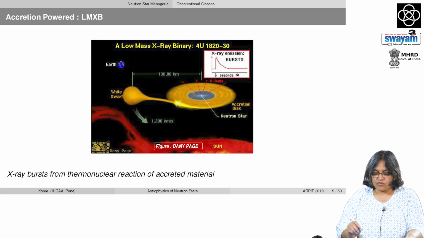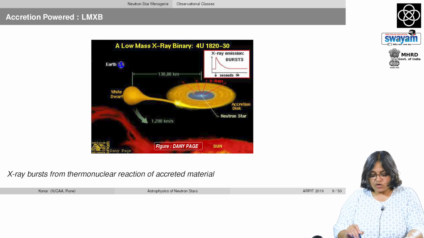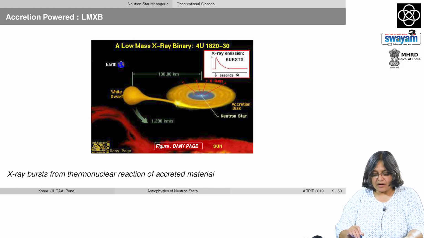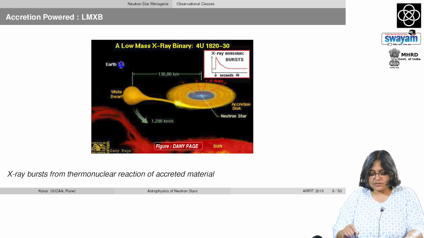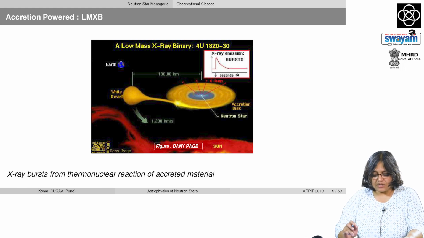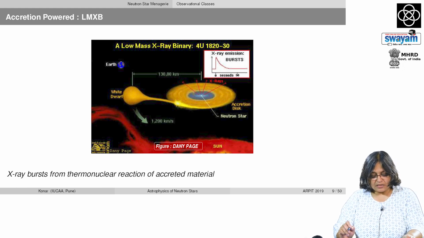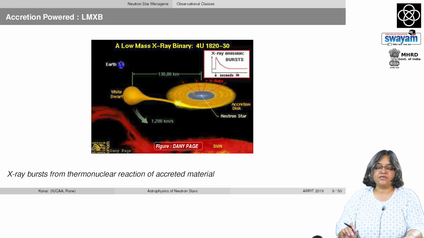In comparison, we have LMXBs, consider the system size here, which is not as large as we have seen in the case of HMXBs, and what we primarily get here are sporadic X-ray bursts. So, this is a typical X-ray burst that you see, and these bursts come from thermonuclear reaction of accreted material on the surface of a neutron star.